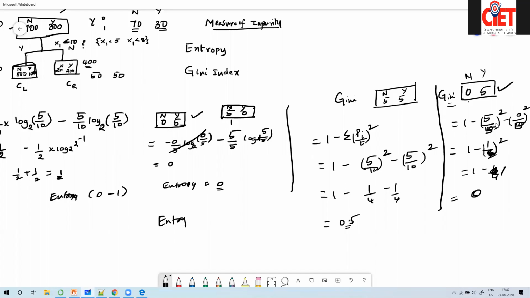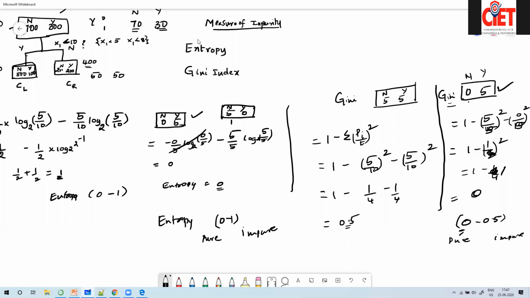Entropy is going to take values between 0 to 1. 0 means pure, 1 means impure. And Gini is going to take values between 0 to 0.5. 0 means pure and 0.5 means impure.